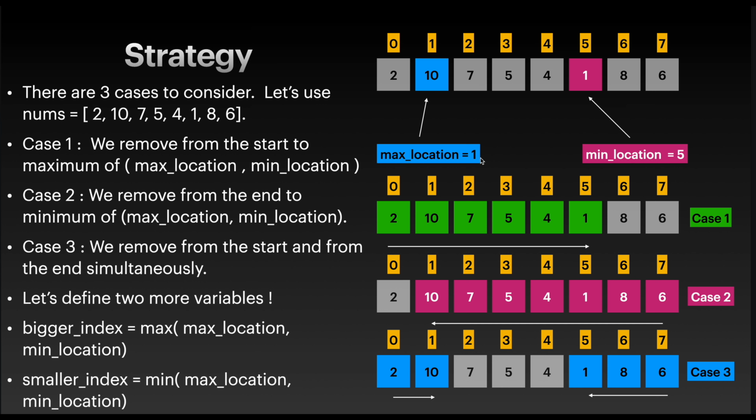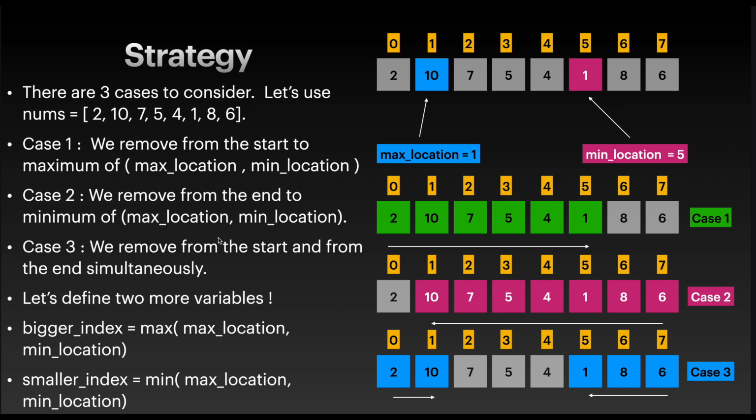The max_location is equal to 1, and this corresponds to the index of the maximum number. Python is 0-indexed, so that's something you have to keep in mind. And we have min_location, that is 5, and that corresponds to the position of the minimum number here. We have 3 cases to consider.